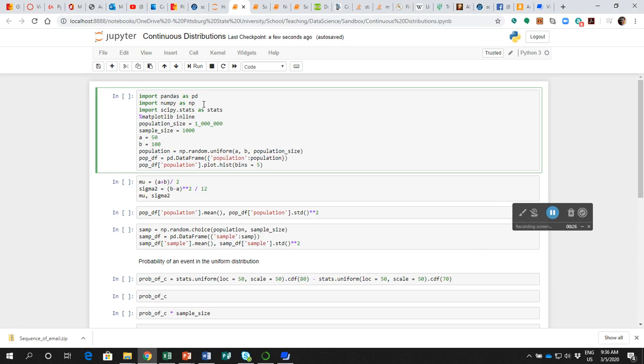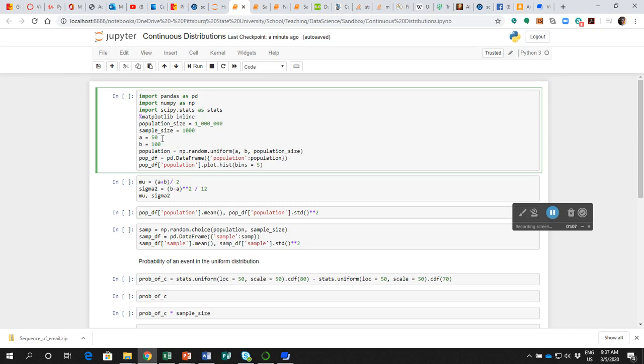We're going to import pandas, import numpy, import scipy.stats, and we're going to call it stats. I'm going to draw some graphs, so I'm going to put percent sign matplotlib inline. I'm going to be creating some populations, so I've set my population size to 1,000,000 using these underscores as notation to help us read the number. I have a sample size of 1,000 because I'm going to take some samples. And so those in general.